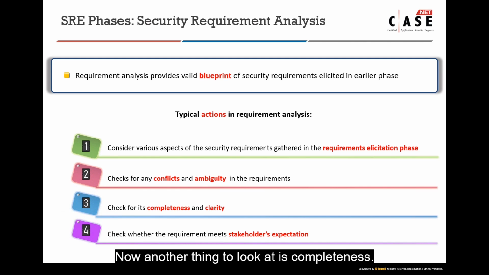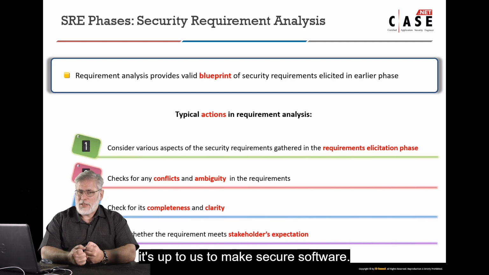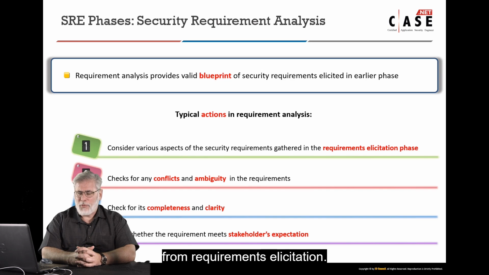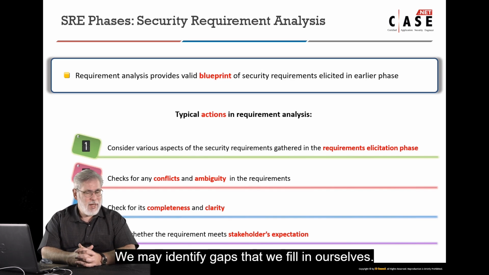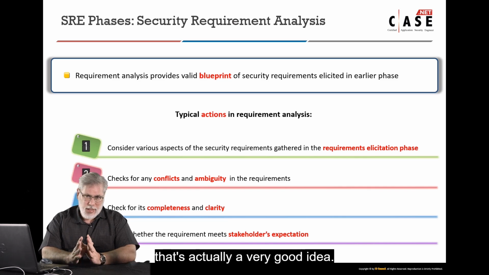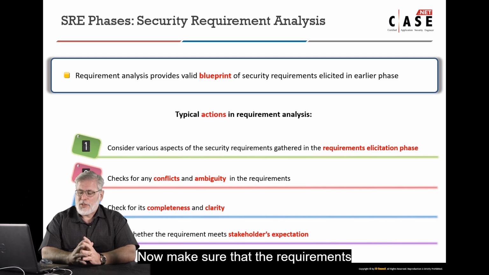Now, another thing to look at is completeness. Did we cover everything? Again, we're looking at other stakeholders to give us input, but at the end of the day, it's up to us to make secure software. So we may look at the requirements we got from requirement solicitation, and we may identify gaps that we fill in ourselves. As long as what we put in doesn't conflict with the functional requirements, that's actually a very good idea. Now, make sure that the requirements meet the stakeholder's expectation.